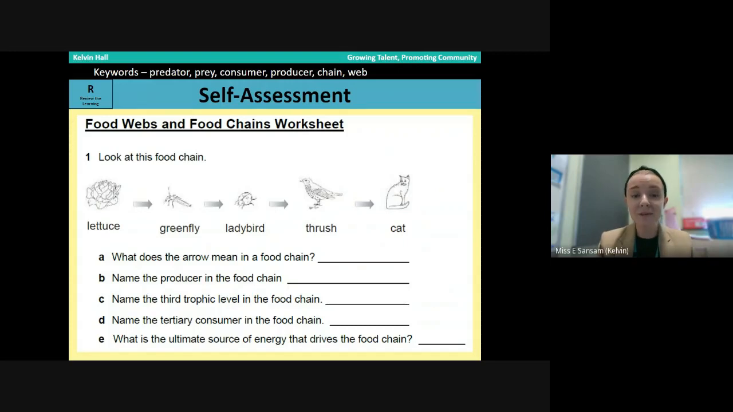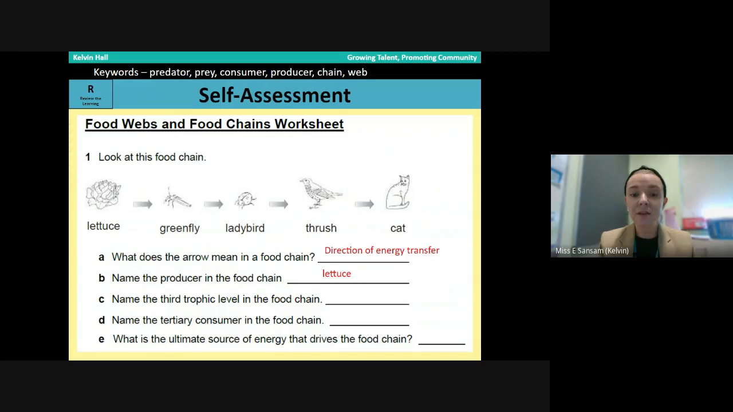So hopefully you've had a chance to have a look at this worksheet and get an answer for everything. So I'm just going to go through the answers, so make sure you mark your work as we go along. So the arrow then in a food chain, it means the direction of energy transfer, or it means what eats what. The producer in this food chain is lettuce.